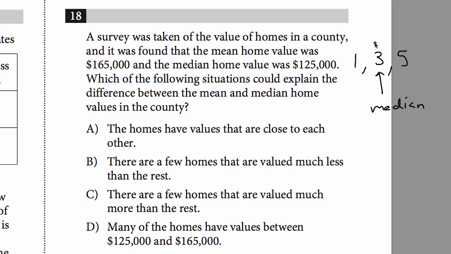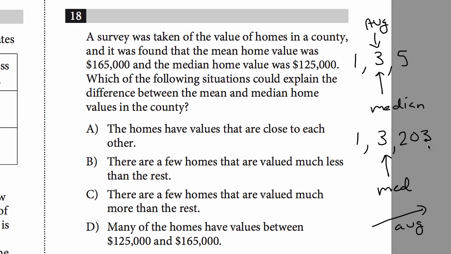And it also turns out the average is 3, right? Because these numbers are evenly spaced. If you add up 1 plus 3 is 4, 4 plus 5 is 9, and 9 divided by 3, because you have 3 numbers, is 3. So here's a situation where the average and the median are the same. But let's give you another example. 1, 3, and 203. So now the median is still 3, but where's your average? Your average is going to be way swayed over to the right. It's going to be weighted to the right because you got this 203.